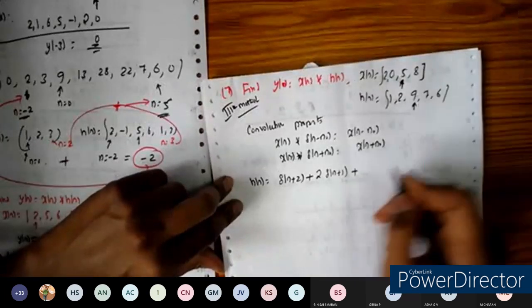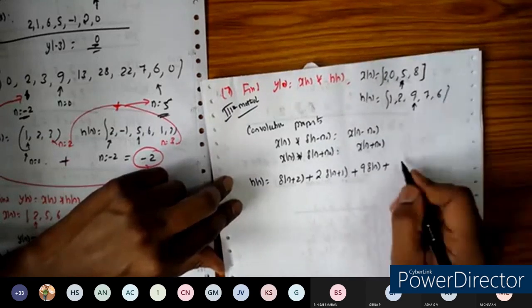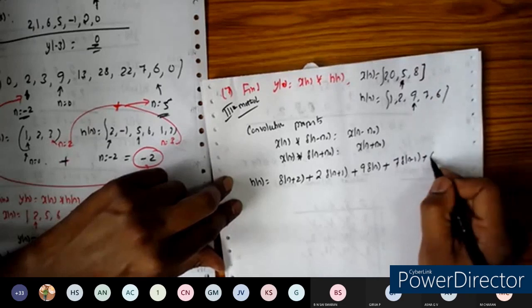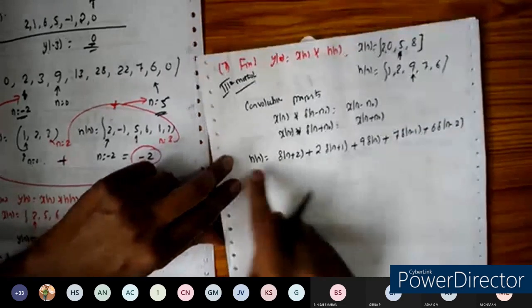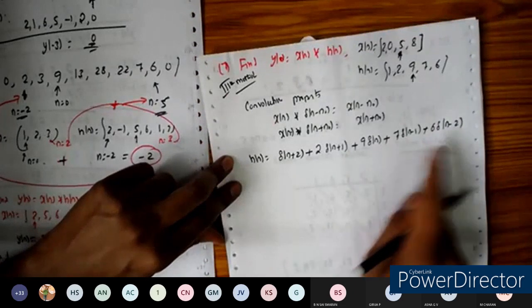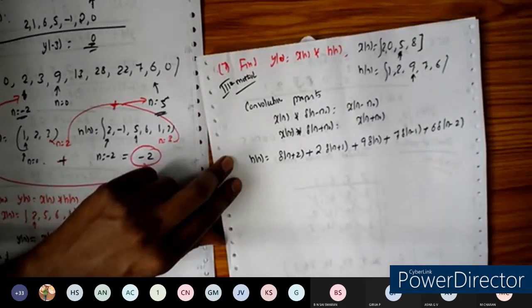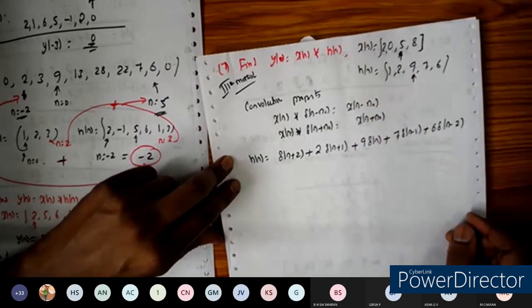Plus this is 9 at n equal to 0, so this becomes 9 delta of n. This is 7 at n equal to -1. Plus this is 6 at n equal to -2. I'm going to express one sequence in terms of the impulse function like this. Done. Later we'll find out the time index and axis.